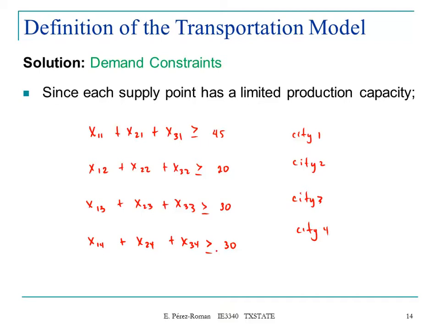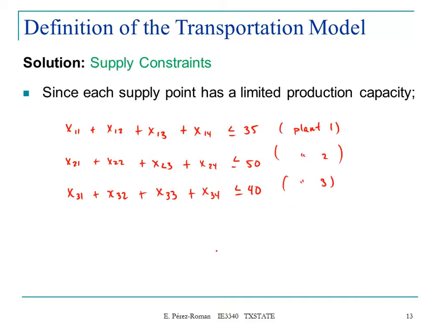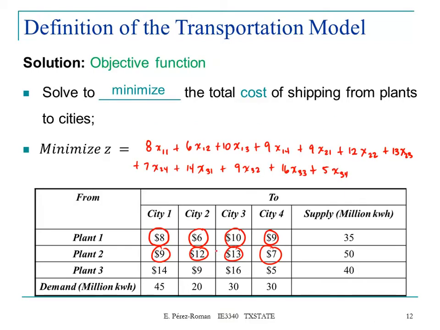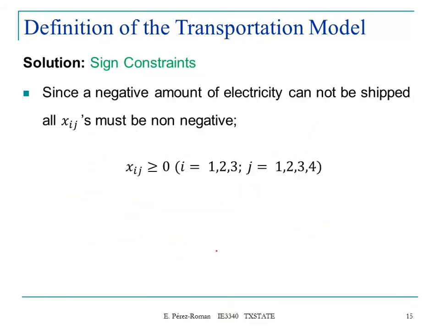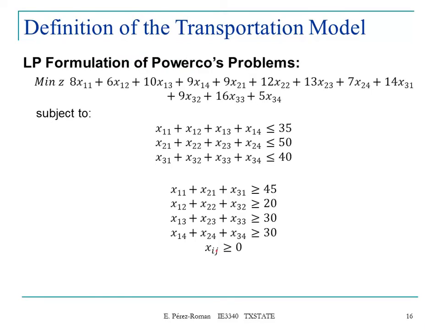Okay, so I'm going backwards. The last constraint is the non-negativity constraint, so all your variables need to be greater or equal to 0. And there, again, here's the complete problem formulation. So that's for your reference. This is what we just did.